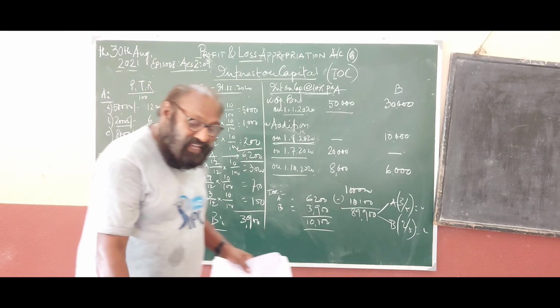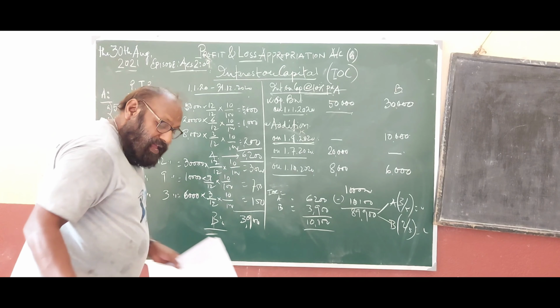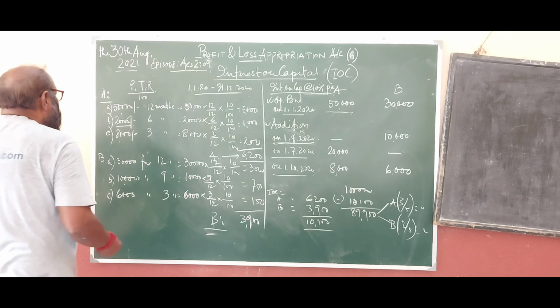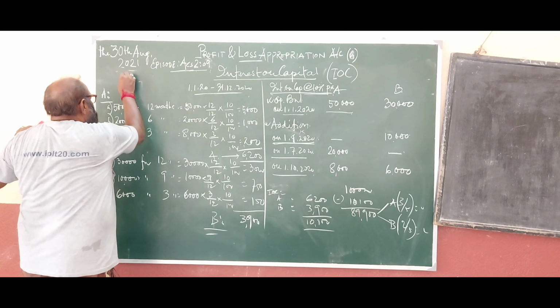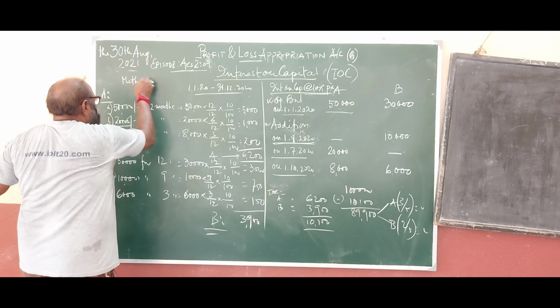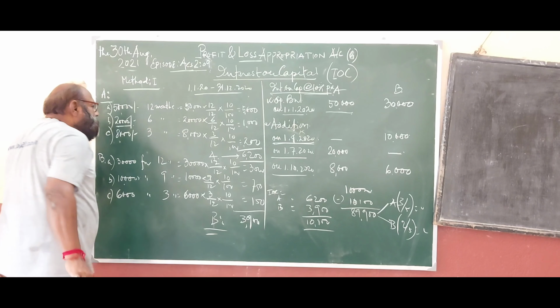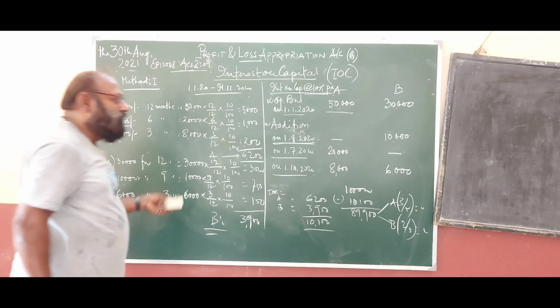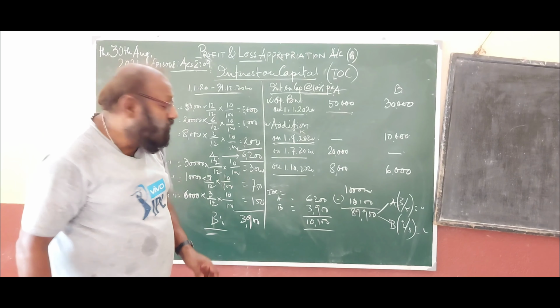So friend, this is method number 1, the first method of the solution. This is method 1 of finding out the IOC.